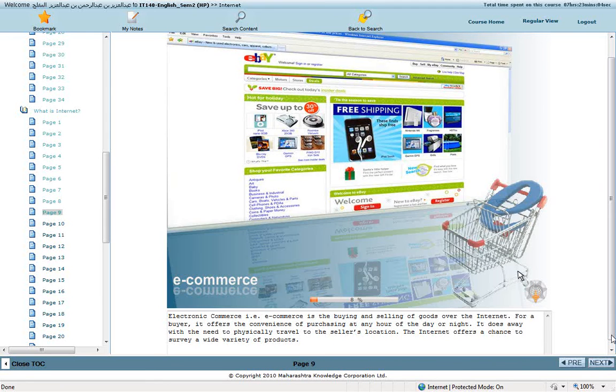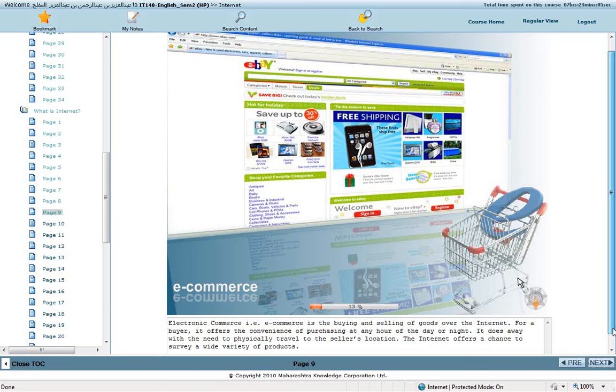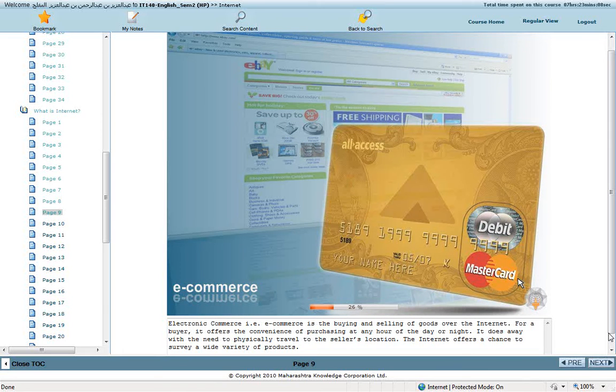Electronic commerce, that is, e-commerce, is the buying and selling of goods over the internet. For a buyer, it offers the convenience of purchasing at any hour of the day or night. It does away with the need to physically travel to the seller's location. The internet offers a chance to survey a wide variety of products.